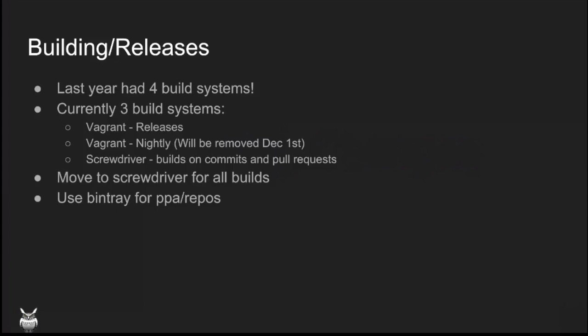And then we use this open source system called Screwdriver that was developed by Yahoo to do our commit builds and our pull request builds. And that's our end goal. Our end goal is to move to Screwdriver for all of our builds. And we're getting close to being able to do that. There's a few more things that we need to do, mostly on our side, to get that done. But we soon will be using Screwdriver for everything.